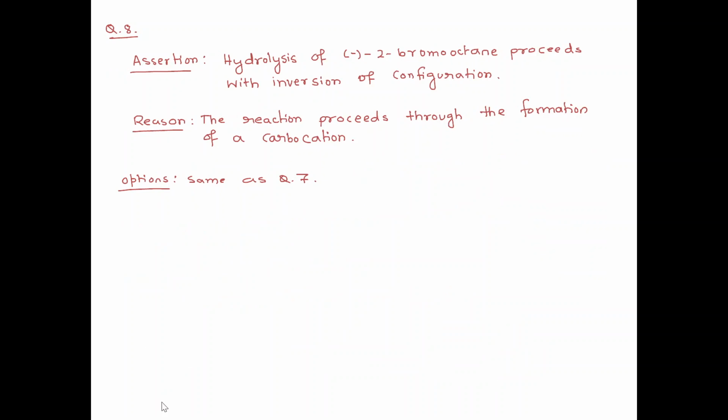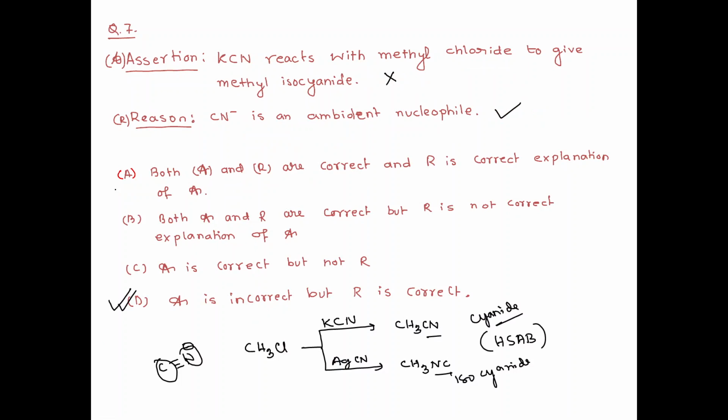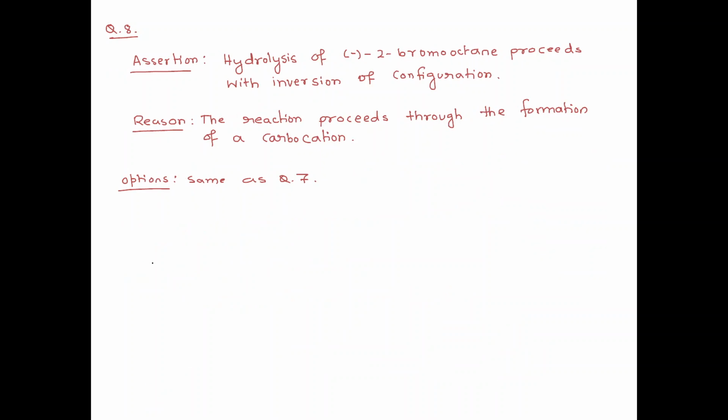Okay, so now the last one. I will not repeat the options. The options are the same: A, B, C, D, like the options for an assertion-reasoning question. The assertion says that hydrolysis of (-)-2-bromooctane proceeds with inversion of configuration.